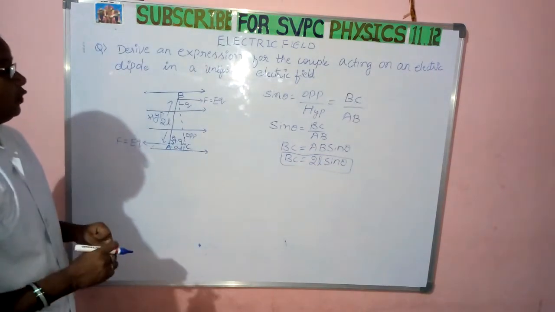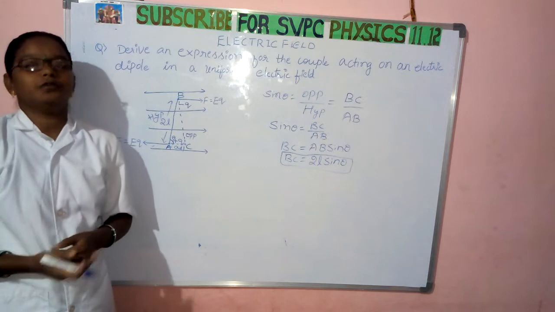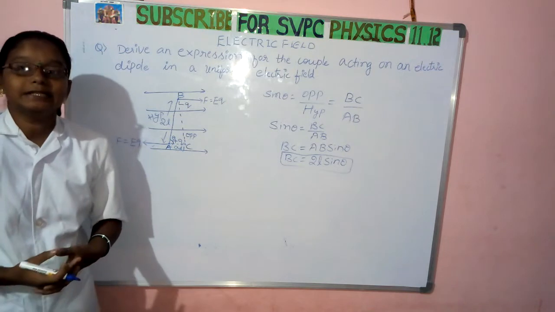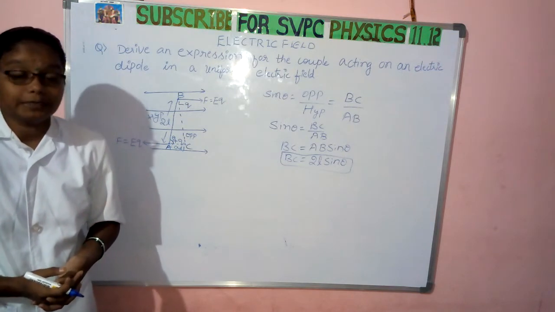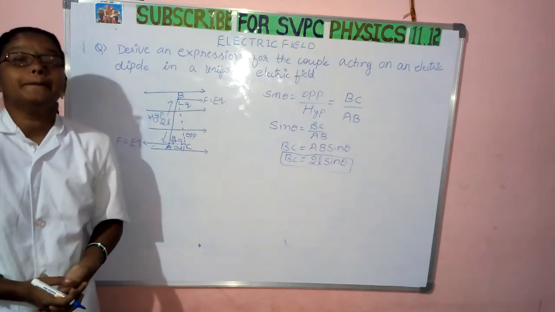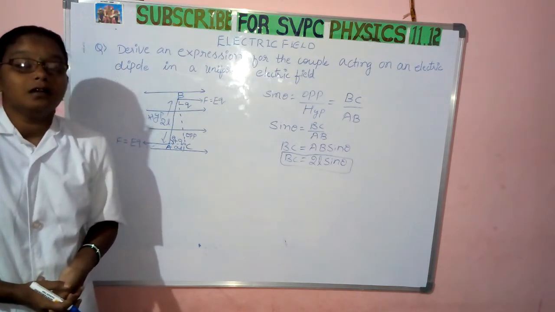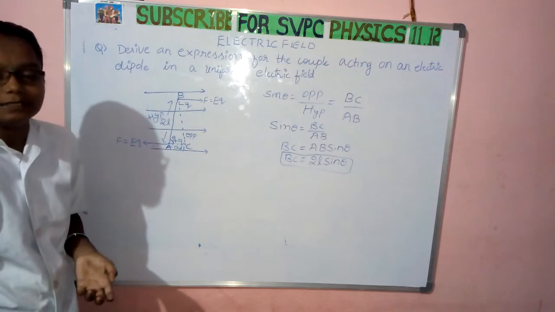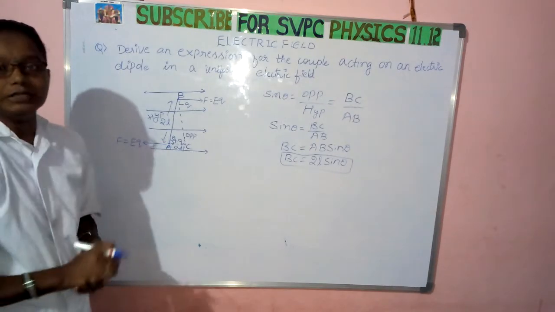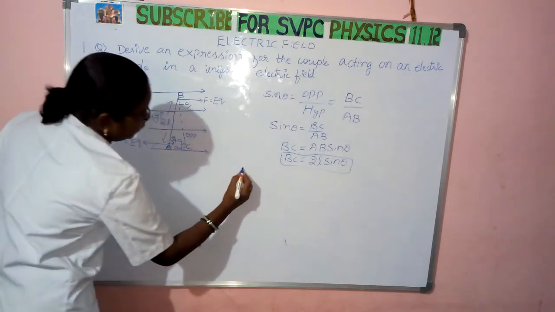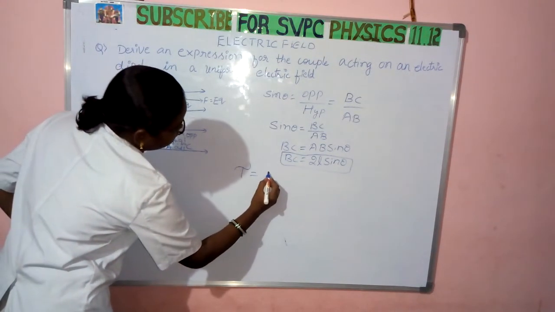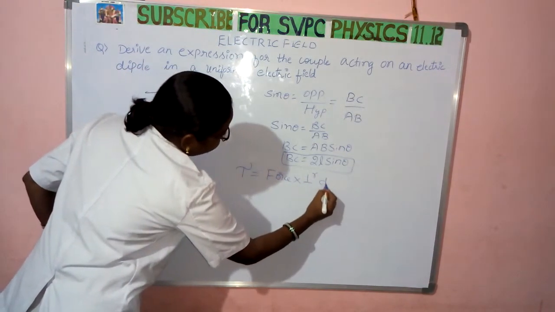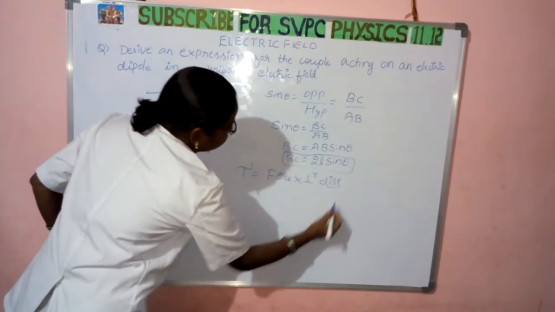Now, what is the general formula for the torque acting on a dipole? Torque is equal to force into displacement, or the perpendicular distance between the two charges. What is the perpendicular distance here? BC is the perpendicular distance. What is the force here? EQ is the force here. So now torque is equal to force into the perpendicular distance between the two charges.